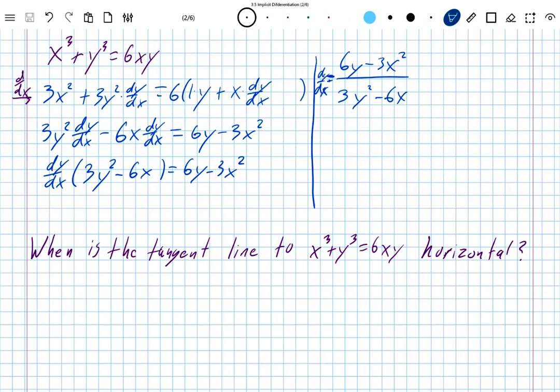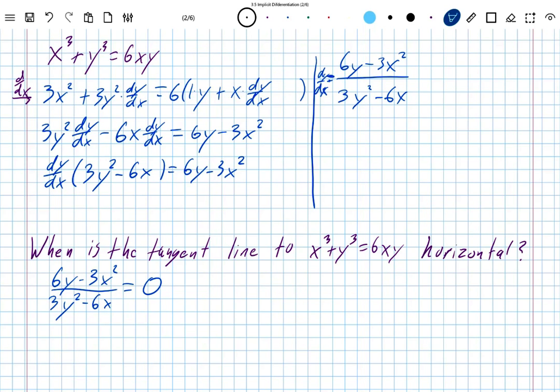So to have a horizontal tangent line, we are asking ourselves, when is that derivative function, which gives us the slope? Well, if I want it to be horizontal, that has a really specific meaning. We're asking ourselves, when is it 0?